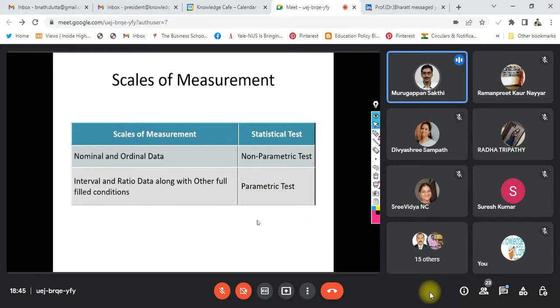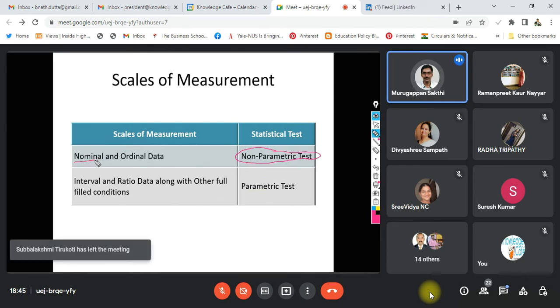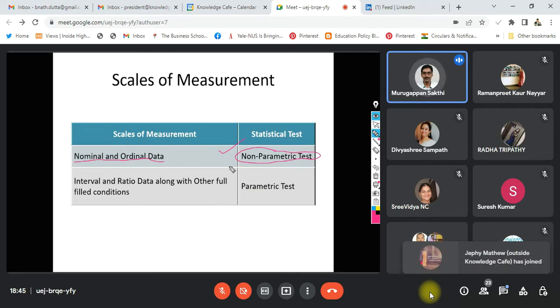Right. Now, I'm coming to a very important point. For nominal and ordinal data, you have to always apply a non-parametric test. Somebody asked about the non-parametric test yesterday. So, whenever your collected data belongs to the nominal and the ordinal, you have to apply non-parametric tests. You can't apply the parametric test because you can't add two roll numbers.